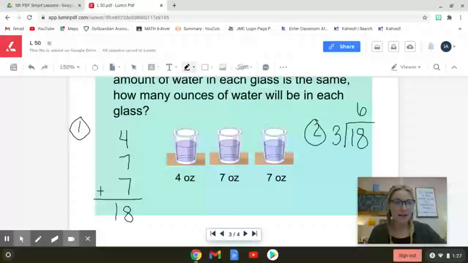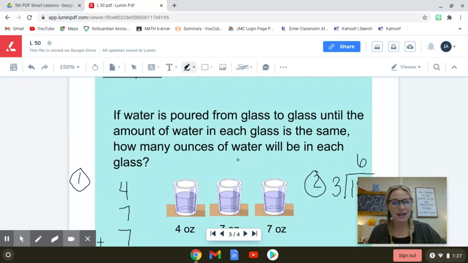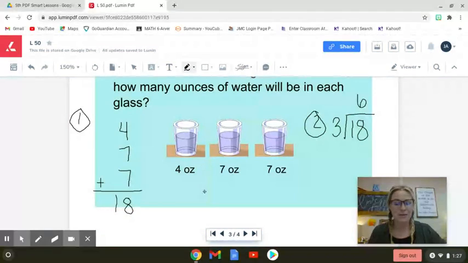Again, my number of 3 comes from, I had 3 pieces of data. I had 3 numbers that I was working with. 18 divided by 3 is 6. I'm not done quite yet. This is a word problem or a story problem. And in this, of course, there is a label with my answer.